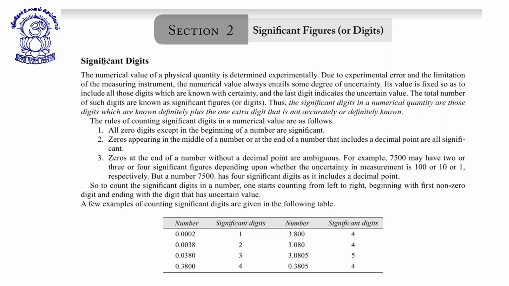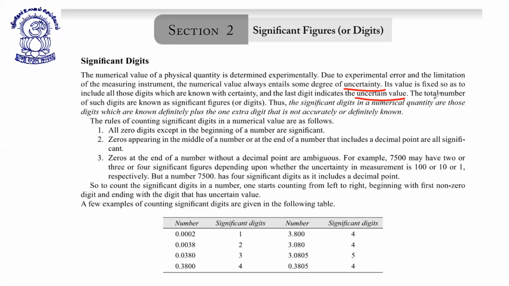So what are significant figures? The numerical value of a physical quantity is determined experimentally. Due to experimental errors and the limitation of the measuring instrument, the numerical value always entails some degree of uncertainty. Uncertainty means not sure. Its value is fixed so as to include all those digits which are known with certainty, and the last digit indicates the uncertain value. For example, the least count of a screw gauge is 0.01 centimeter; the 0.01 is the uncertain value.